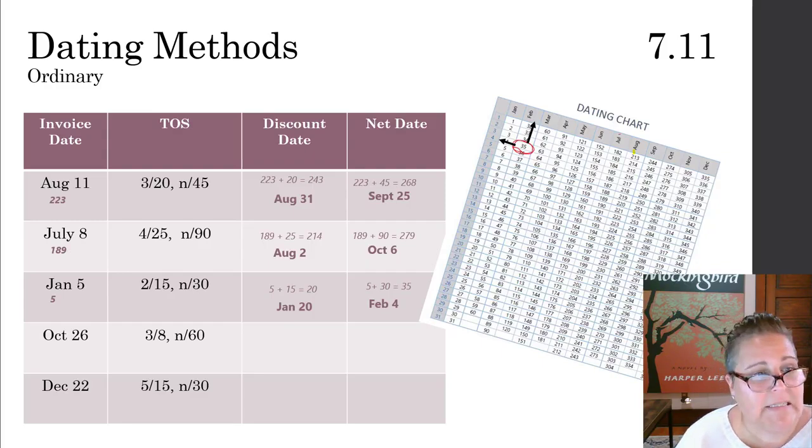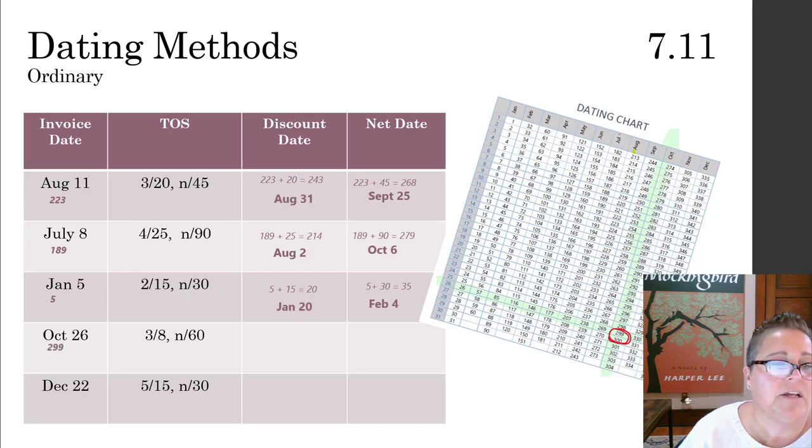October 26th, with terms of sale 3, 8, and 60. We are just practicing the dates. So October 26th, if I look that up, I find October, and then I go across to the 26th date, and I see that that is day 299 of the year. So I make a mark of 299. Terms of sale are 3, 8, and 60, which means I get a 3% discount if I pay in the first 8 days. The net amount is due in 60 days.